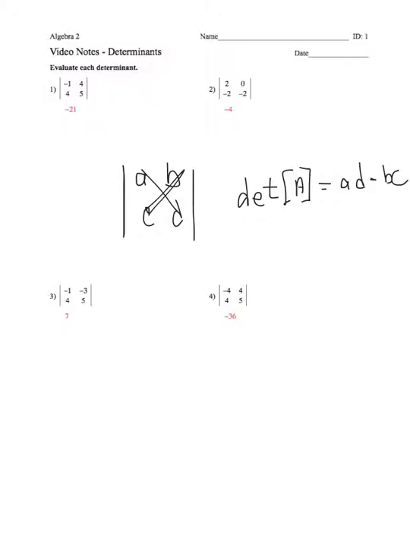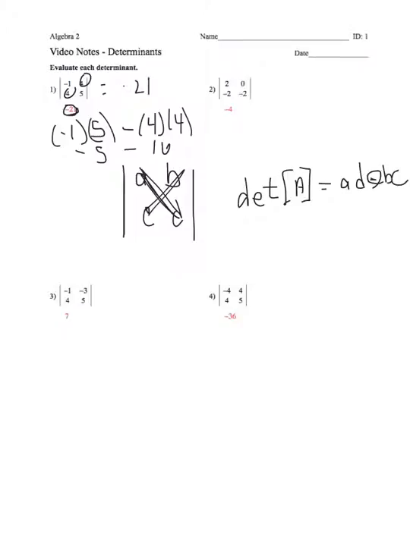So you can see the answer to number 1 is supposed to be negative 21. So let's see where that comes from. It's those two, that diagonal, that's this AD right here. So it's going to be the negative 1 times the 5. Then the definition itself has a minus, so it's minus, and then it's these two, 4 times 4. So here we have negative 5, here we have minus 16, and that's where the negative 21 comes from.